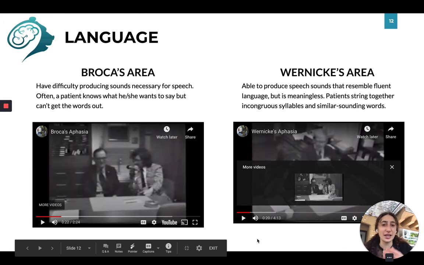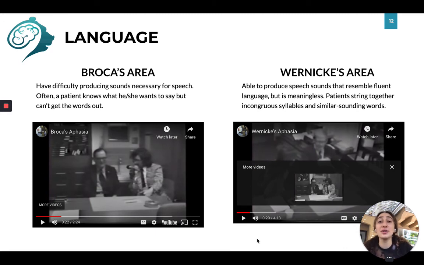So he's saying that there's an end of a football in his mouth. So clearly he can produce speech just fine, but it's the meaning of the speech that's lacking in his specific aphasia. So that's Wernicke's aphasia.